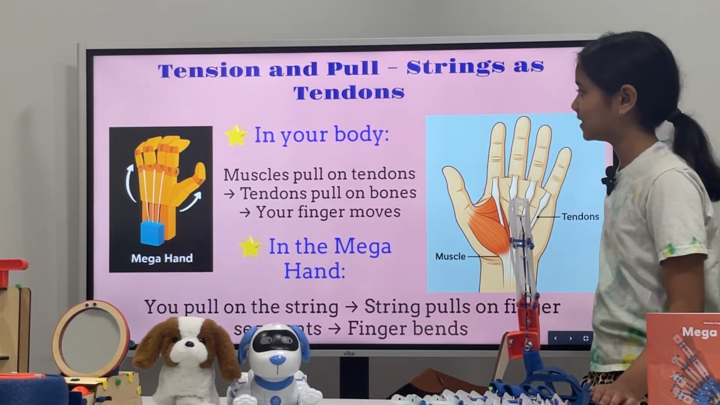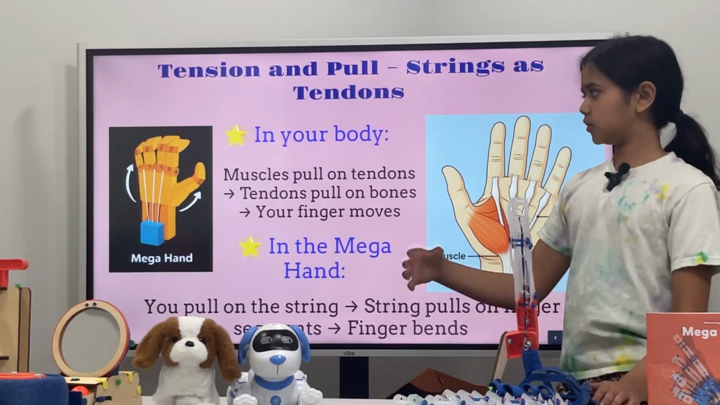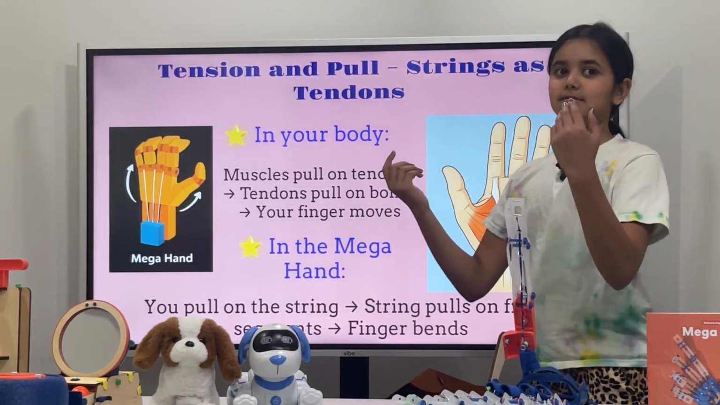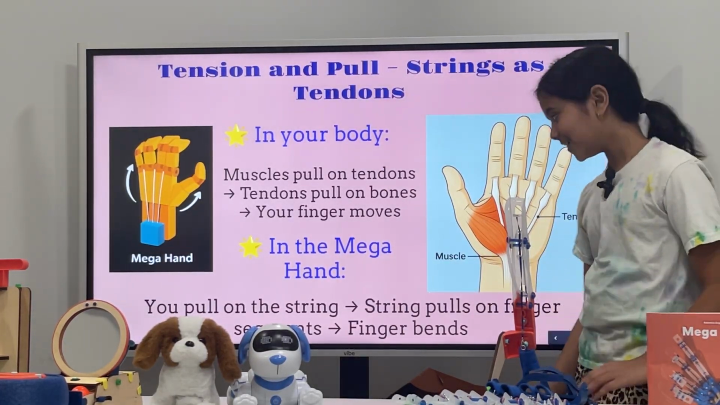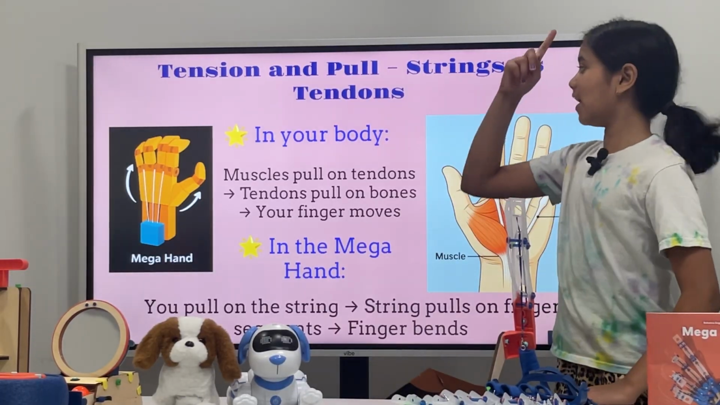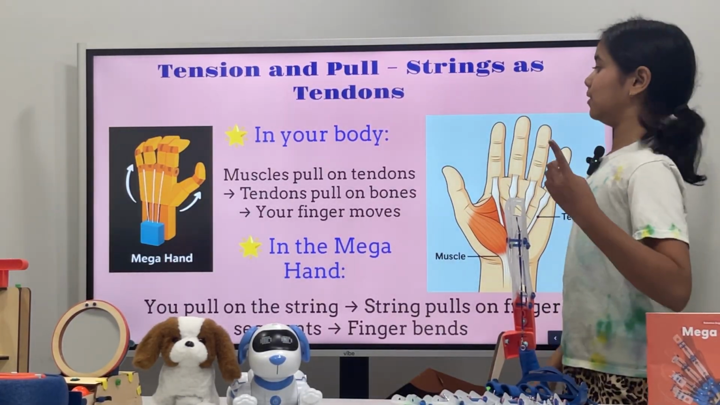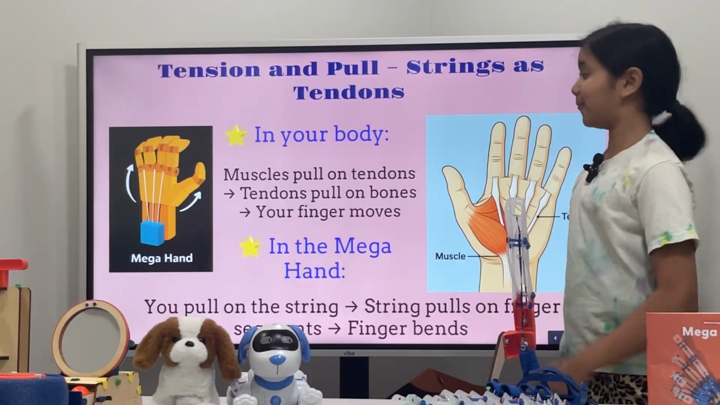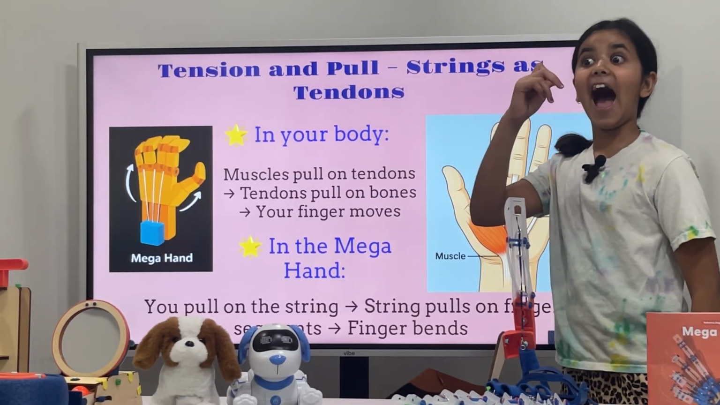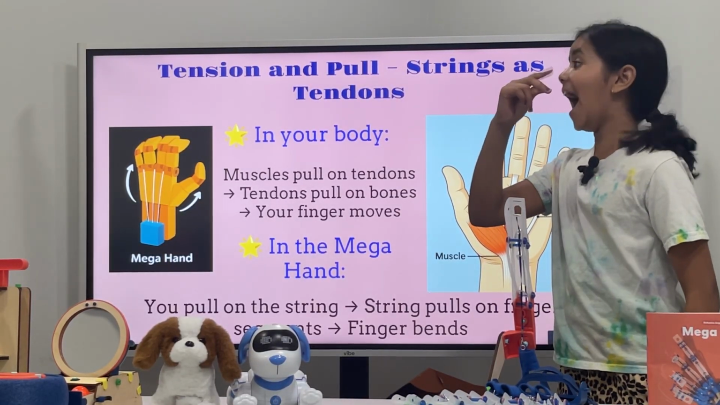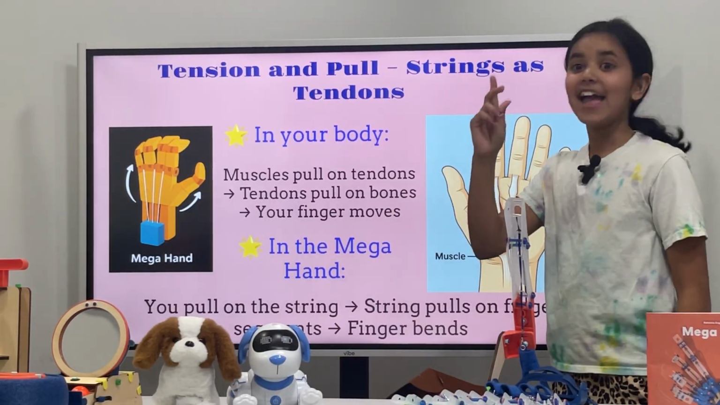Tendons in your body. Muscles pull the tendons. Here's a picture of muscles pulling on the tendon. Your tendons pull onto your bones, and your finger moves. Three parts, right? Isn't that cool?